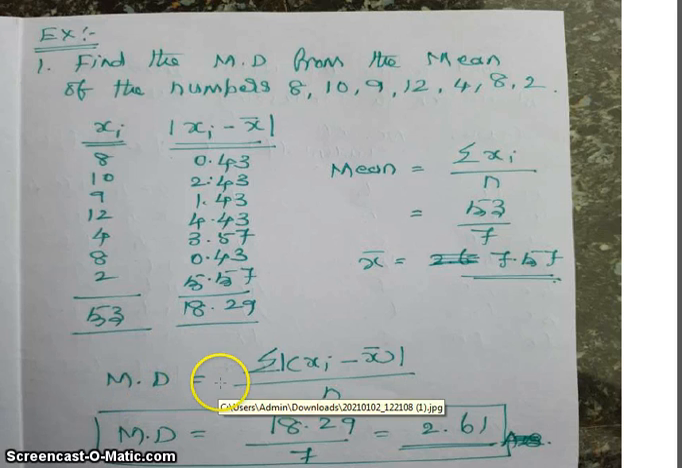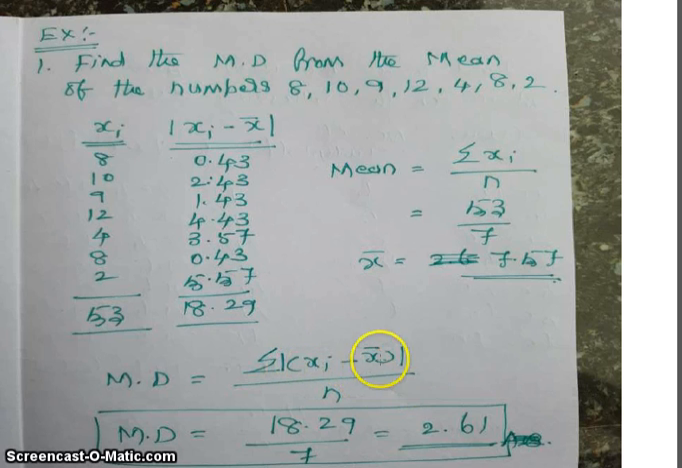Mean deviation formula is 1 by n into summation of absolute values of xi minus x bar. The summation of absolute values of xi minus x bar is 18.29, divided by n. N, the number of observations, is 7. So mean deviation is 2.61, and on average, all the values have 2.61 deviation from the mean value. That is what we mean by mean deviation. Okay, so this is one example.